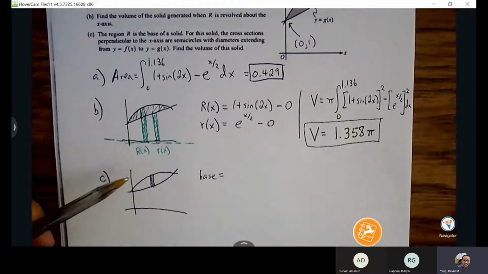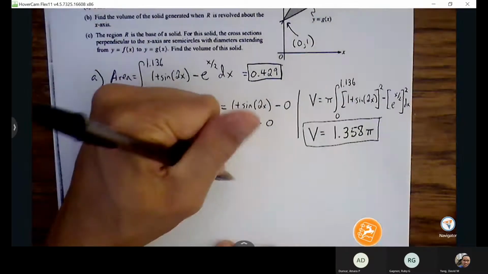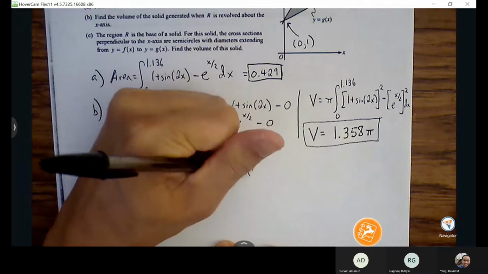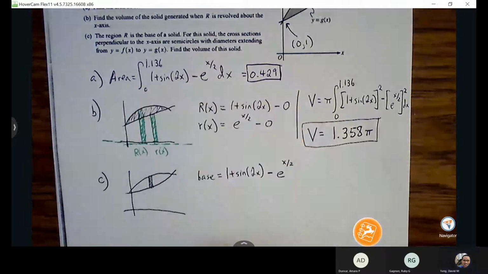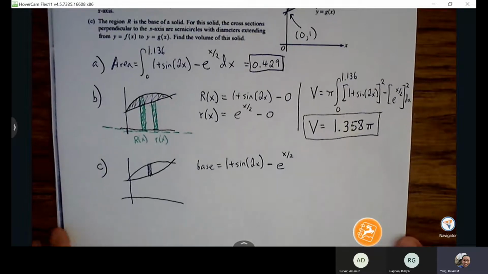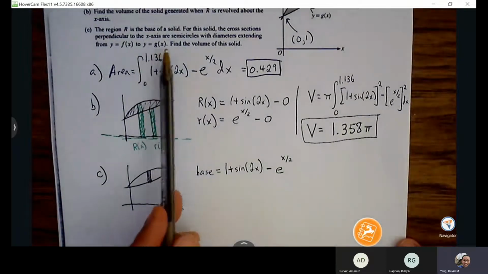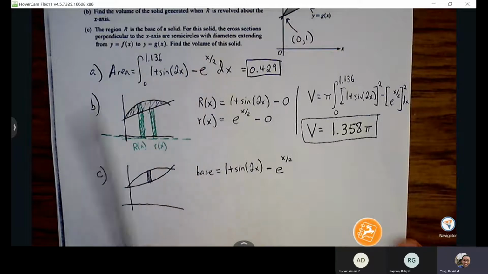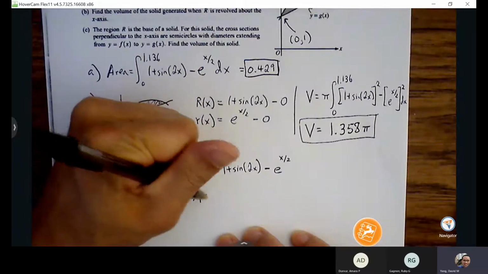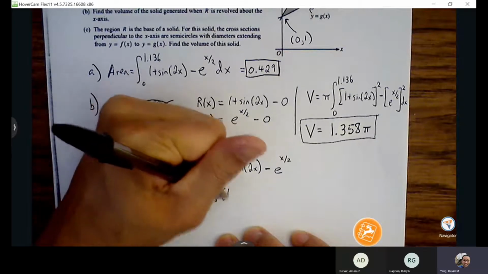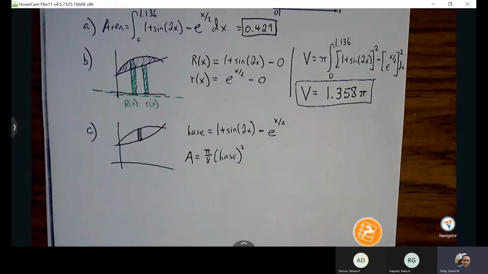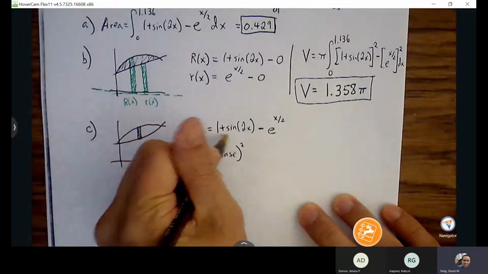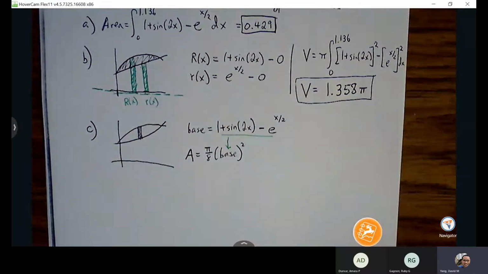Okay, base is top minus bottom. Okay, so there's our base. We want semicircles. So semicircles, area is pi over 8 base squared. So all we're going to do is insert that expression into there.